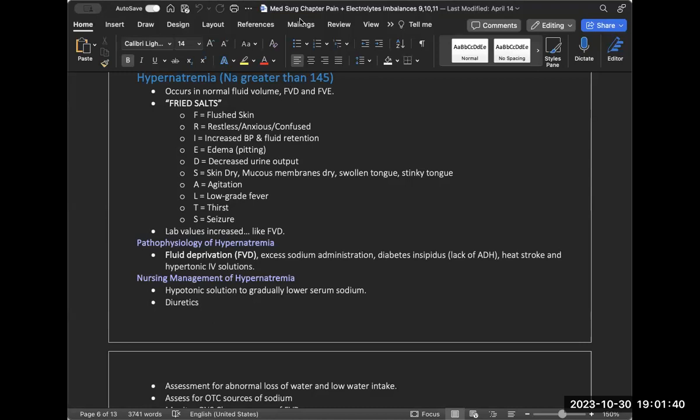Another thing is increased blood pressure. Why would hypernatremia cause increased blood pressure? Well, anywhere salt goes, water goes. So if there's an increase in salt, there's an increase in water, and volume can be a reason why your blood pressure goes up. So the volume would increase as a result of the sodium level increase, which is causing an increase in blood pressure.